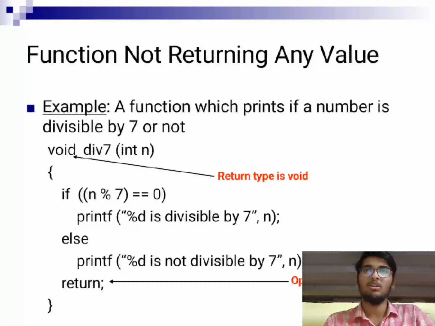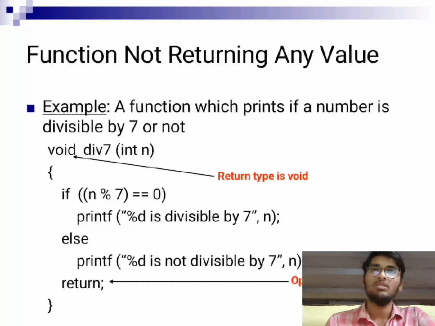We open a block, and if n percent 7 equal to 0, the modulo division, printf %d is divisible by 7. Here n means any number. The condition is equal to 0, and it prints divisible by 7. Else printf %d is not divisible by 7. For this code there is no return value. The return is optional; we can write it or not, no problem. Here we discussed how a function not returning any value works.